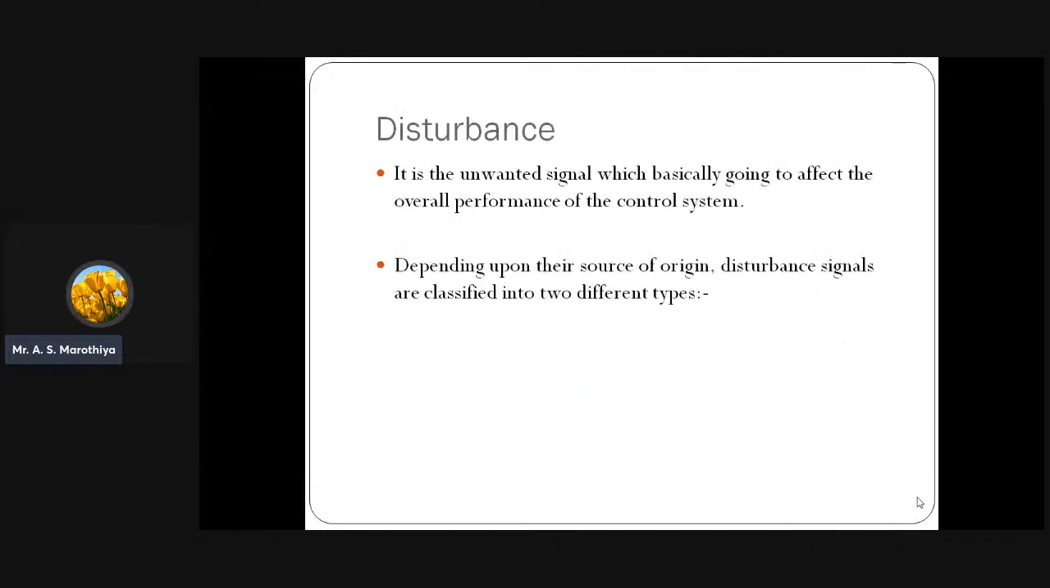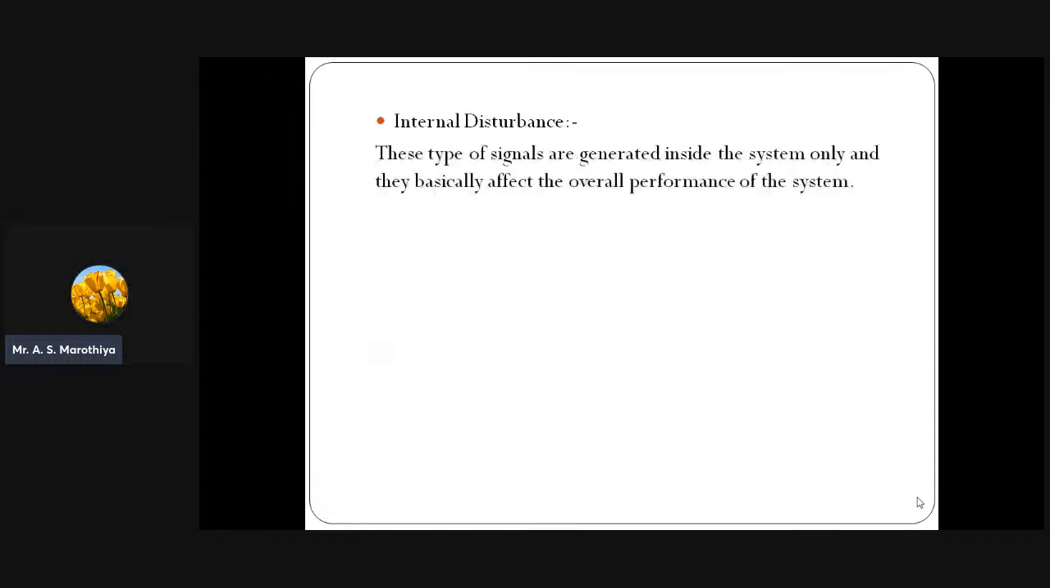And then we discussed disturbed signal. Disturbance or disturbed signals are nothing but unwanted signals which are going to affect the performance of the control system. And there are two different types of disturbed signal, internal and external.